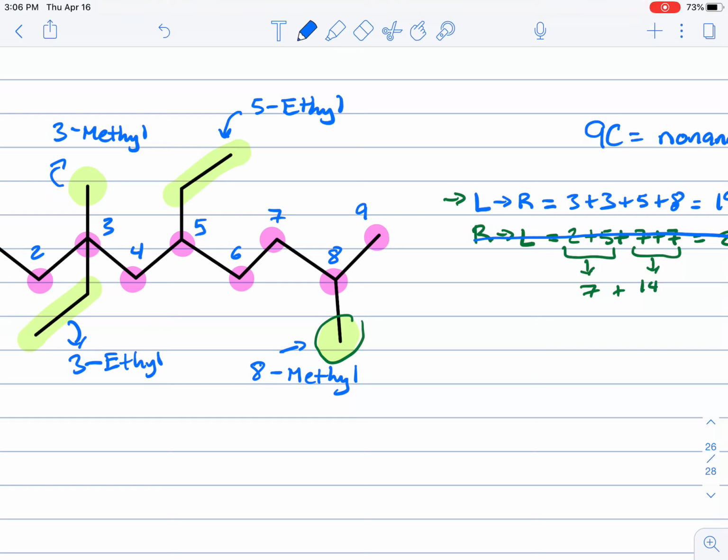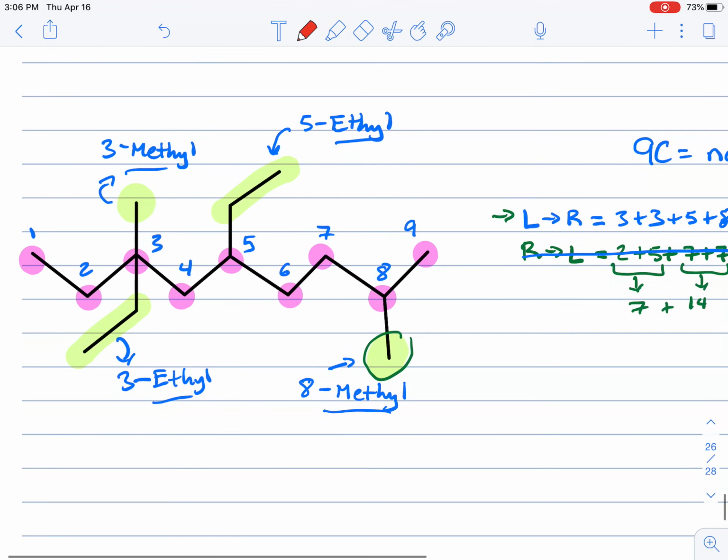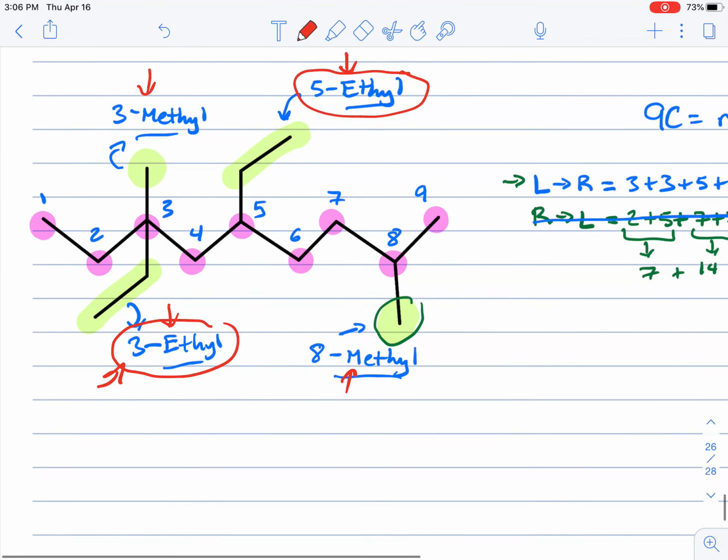go ahead and start combining them. So notice here we have a methyl and a methyl, and here we have an ethyl and an ethyl. And so we have to figure out which of these two comes first, the methyl or the ethyl. And to do that, we want to look at the first letter of their name. So we have E's and we have M's. And so E comes before M, so ethyl must come first. And between the two ethyls, the first ethyl that comes first is the 3, right? So 3 is lower than 5.